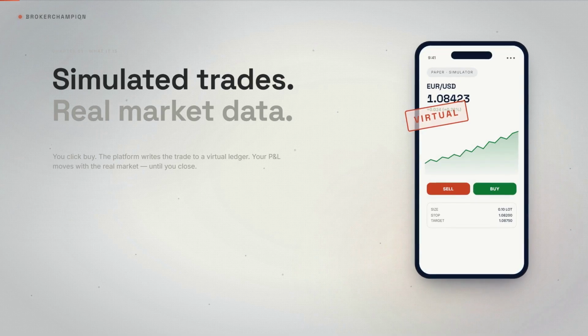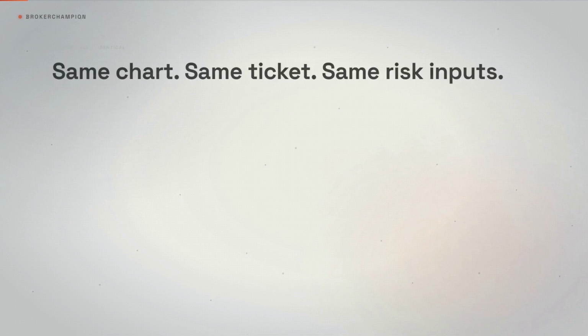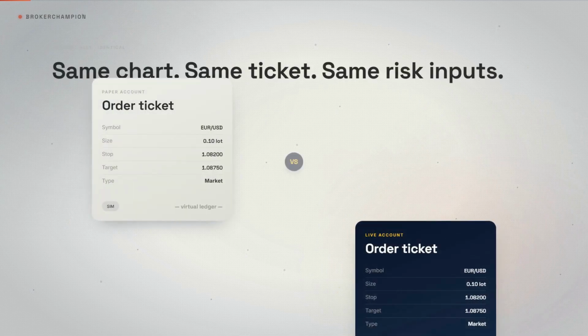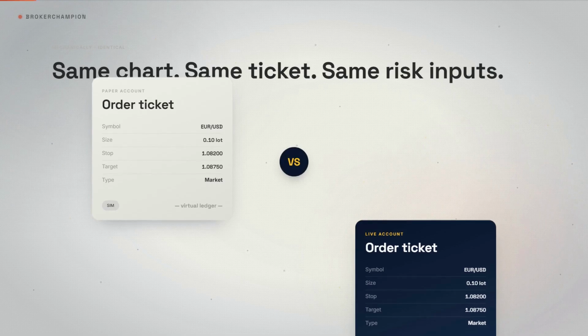You click buy. The platform writes the trade to a virtual ledger. Your P&L moves with the real market until you close. Mechanically, identical to a live trade. Chart, ticket, position size, stop loss, take profit. What's missing is the part where money actually changes hands.